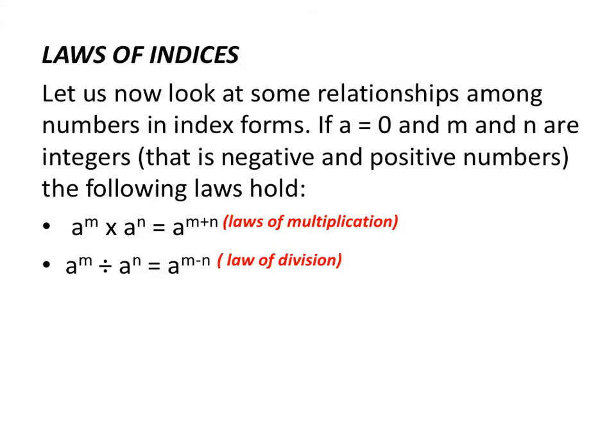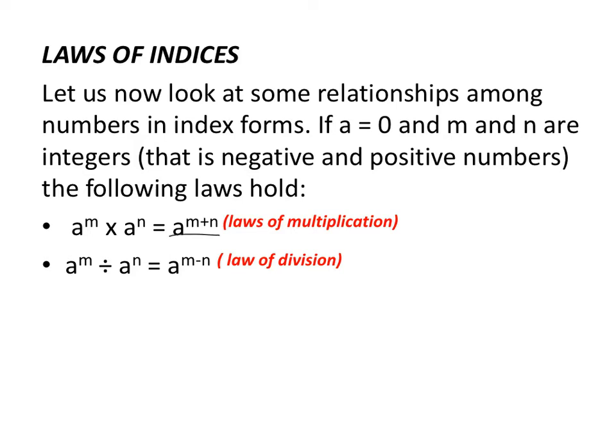Laws of indices. Now we're going to look at the different laws of indices. Let us now look at some relationships among numbers in index forms. If a is not equal to 0 and m and n are integers, that is, they are negative or positive numbers, the following laws hold. We have a raised to the power m times a raised to the power n is equal to a raised to the power m plus n, and this is a law of multiplication.